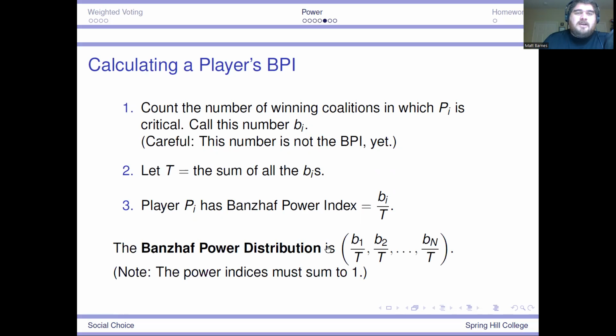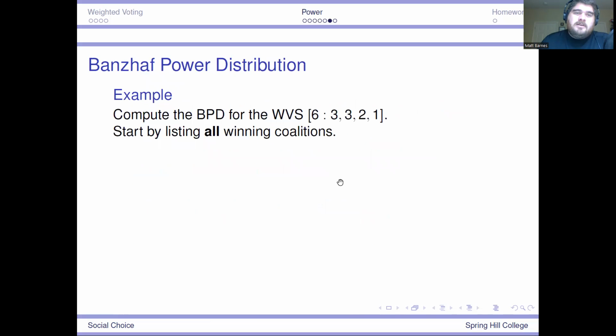And so we have our Banzhaf power distribution listed out like this: player 1, player 2, all the way up to our last player. And again, an easy way to check this is make sure when you add all these up, it adds to 1. If it doesn't, you've goofed. Something is wrong. It has to add up to 1.